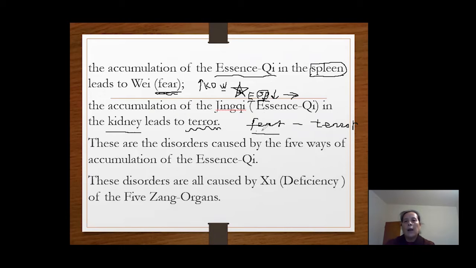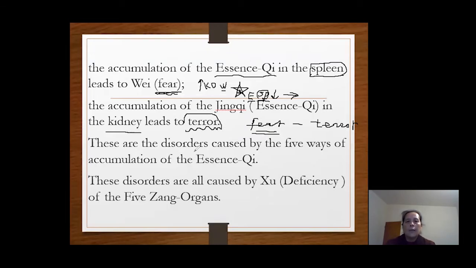Like with fear, I fear some people, I just stay away from them. But with terror, I am truly scared. I truly couldn't see those people. Even if I see them, I'm pretty afraid. So that's the kidney itself having some disorder, and emotionally it's a more severe kind of fear in you.